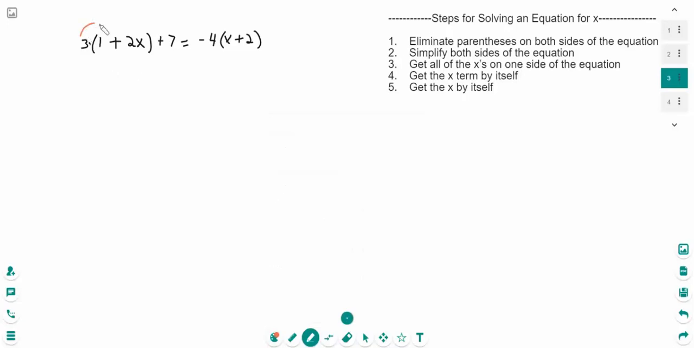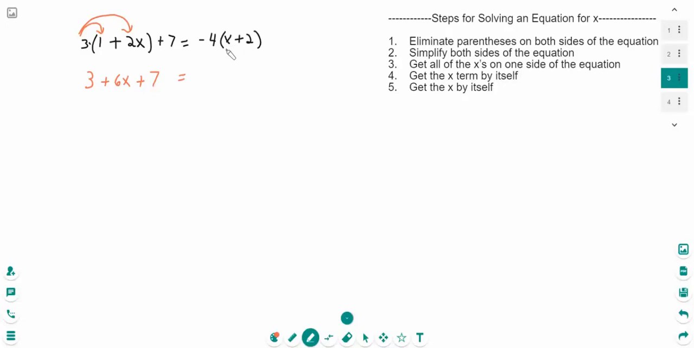We're going to multiply that through. So we take the 3 times the 1, that gives us a 3. Take the 3 times the positive 2x, so that gives us a positive 6x. Parentheses are gone. So now we just need to tack on anything else that's left over. In this case, we have still a plus 7 equals.